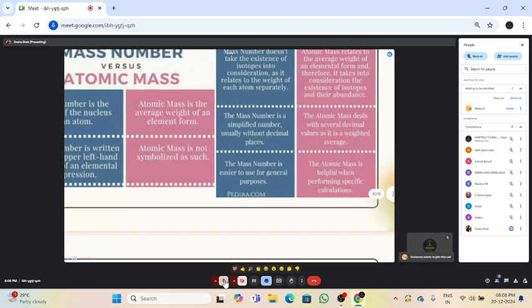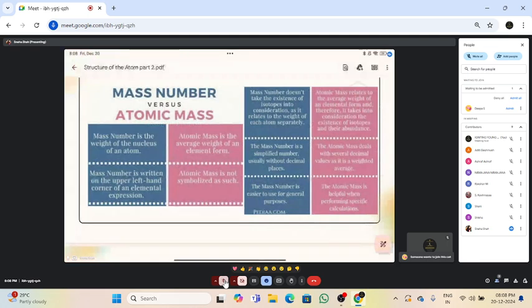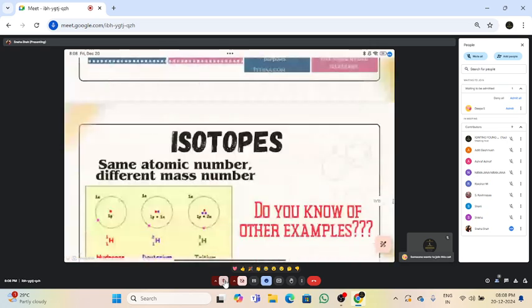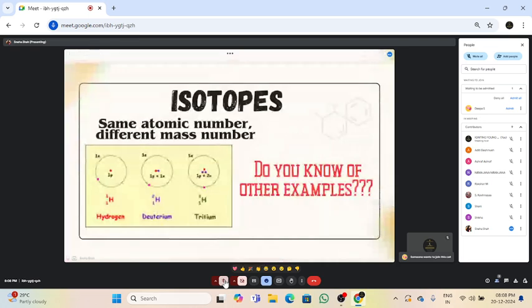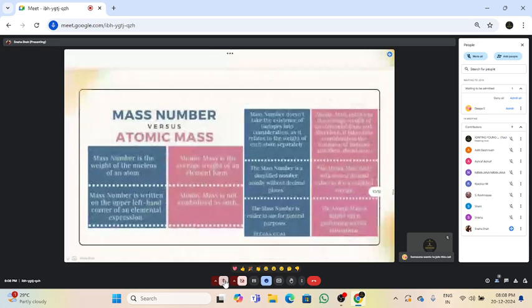Now we come to the concept of isotopes, and then I will explain why, for mass number and atomic mass, one considers the isotopes and one doesn't. Now, are we clear with atomic mass, mass number and atomic number? Yes, ma'am.